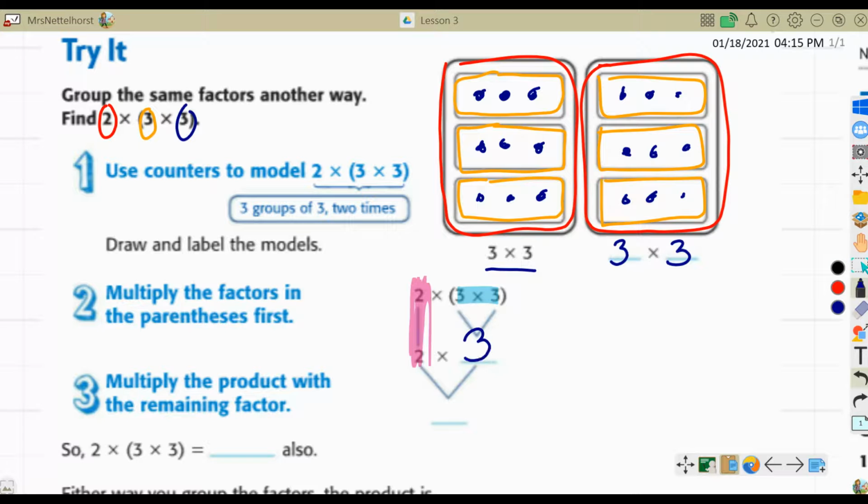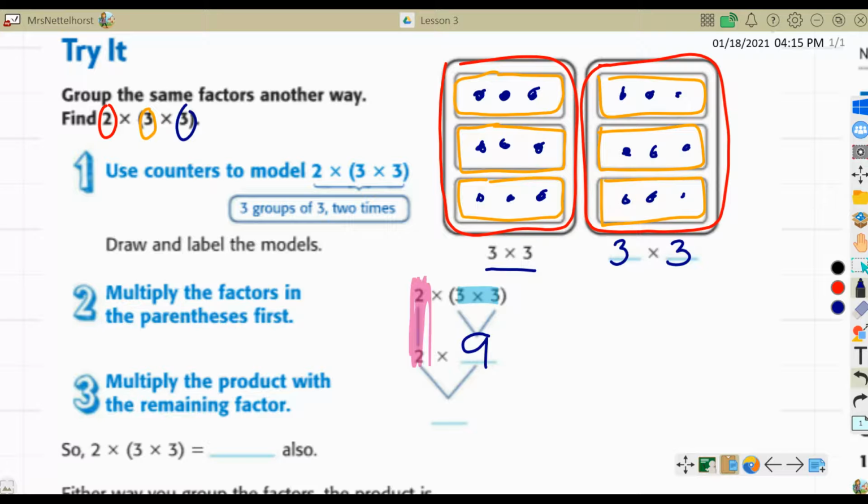So this one is 3, or 9. Sorry, I got all distracted by what I was writing with and didn't pay attention. 3 times 3 is 9. Now, the way that I can see that is by counting my dots. I have 1, 2, 3, 4, 5, 6, 7, 8, 9 in each of the red boxes.